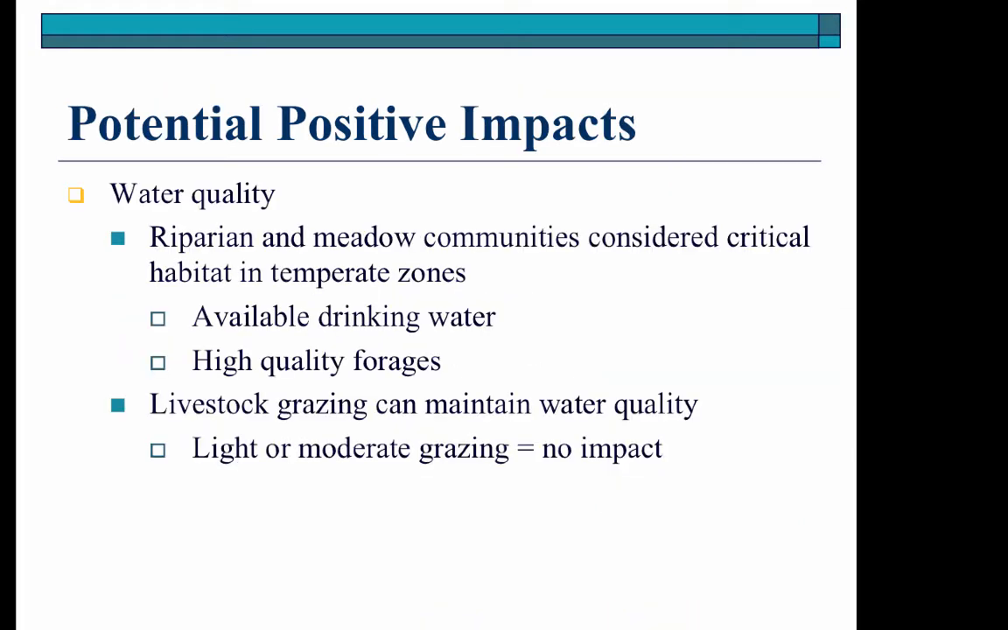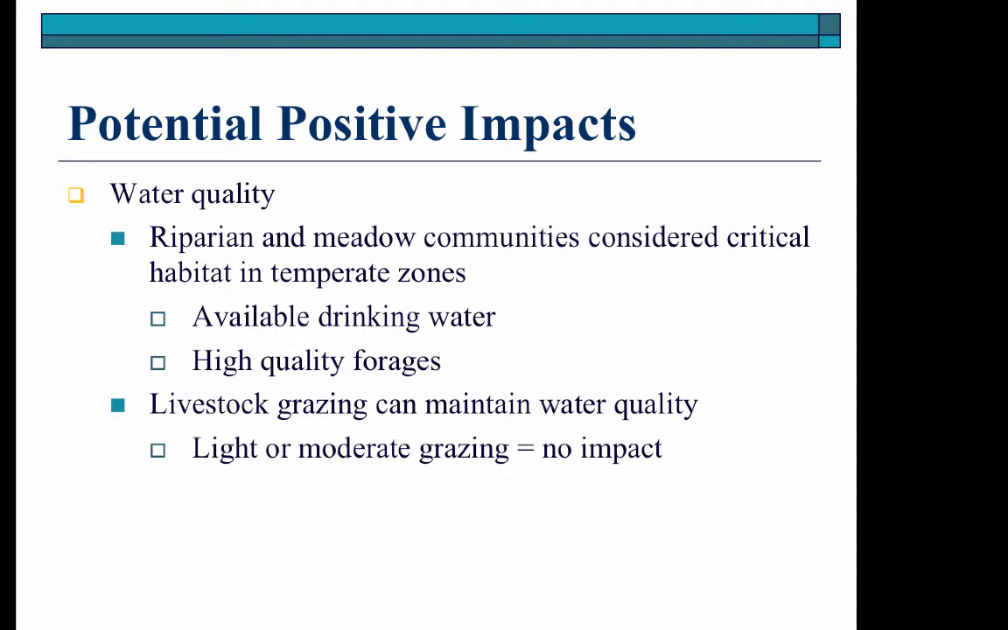Some additional positive impacts, more specific to water quality, that we deal with here in California quite a bit are riparian and meadow communities. These temperate zones are very, very fragile ecosystems that provide available drinking water to wildlife species and high quality forages that you're not going to find in mountainous areas. So, for example, in the Lassen National Forest, there's all of these little mountain meadows that have the potential to have really good forage quality and be a reservoir for water for wildlife and domestic species.